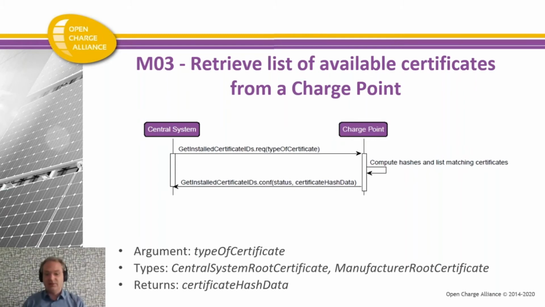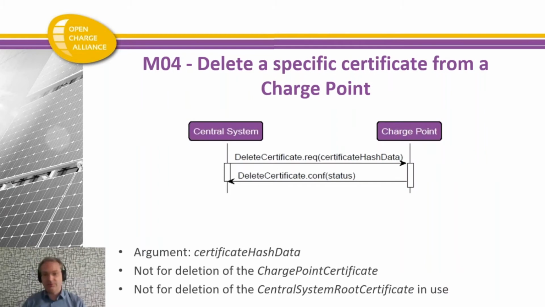Now, like I said, it returns the certificate information in the form of a certificate hash data. And with this certificate hash data, you can also delete a certificate. We have a delete certificate operation for that: delete certificate.req. And the argument you can give that one is the certificate hash data. This operation cannot be used for deleting a charge point certificate itself. We have different operations for replacing that one. And it's also not for deletion of the central system root certificate that's in use, because otherwise it could result in the charge point not being able to connect anymore. So you cannot use it to delete a certificate that's currently in use.